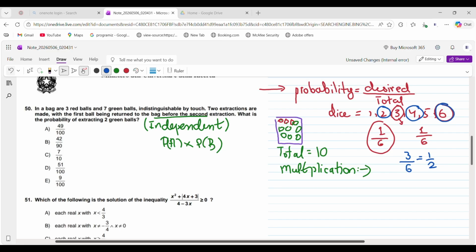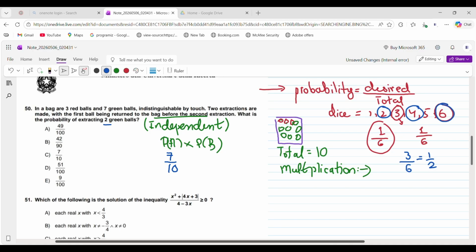Now see, what's the probability of finding A basically? You need to find the probability of extracting two green balls. Now basically, I have to find a green ball. How many green balls do I have? It's basically 7. So the number of green balls we have is 7, meaning the desired event number is 7. And the total number of balls we have in the bag is 10.